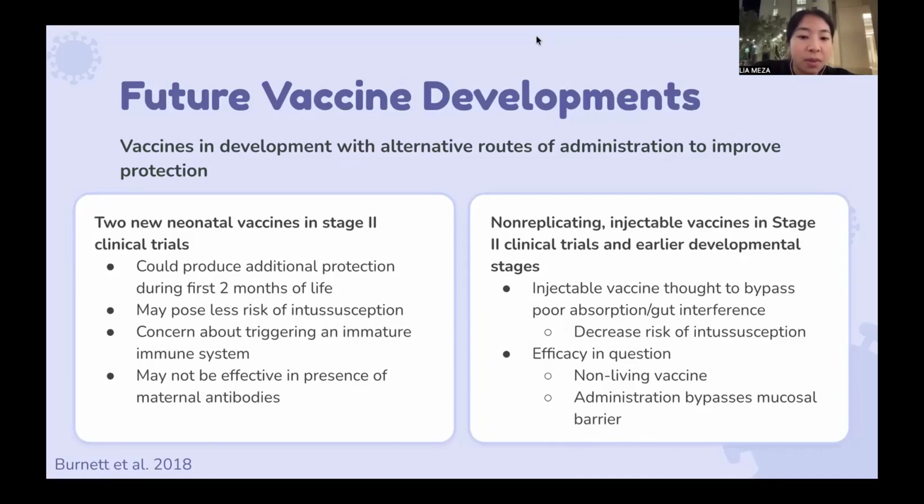However, there is a concern about triggering an immature immune system, and the efficacy is in question due to the presence of maternal antibodies against the rotavirus.